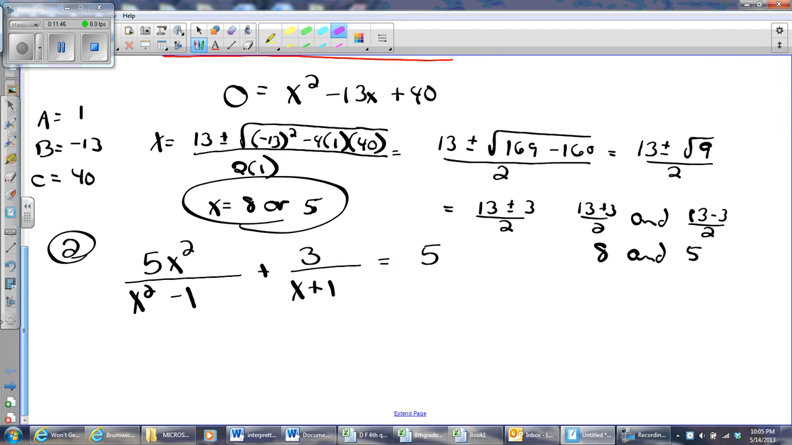Okay, going to do another example. This one won't take as long. It's actually going to end up being a linear situation.